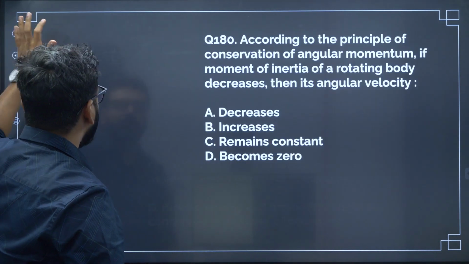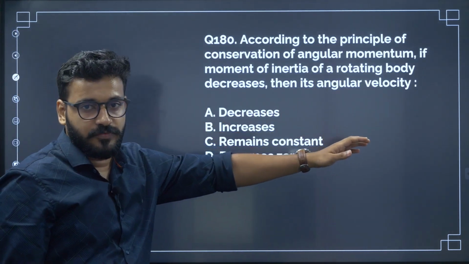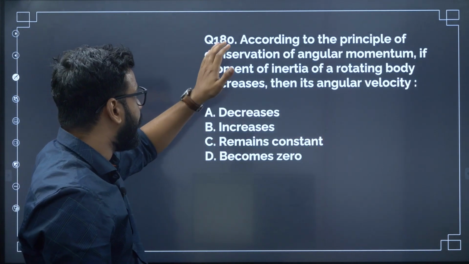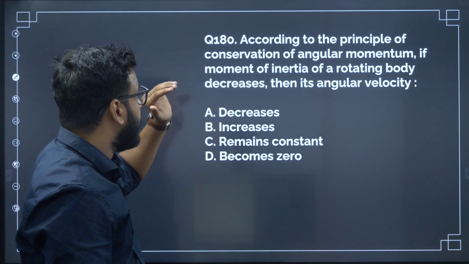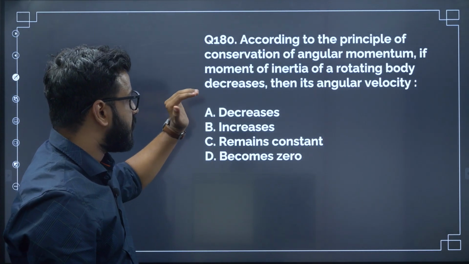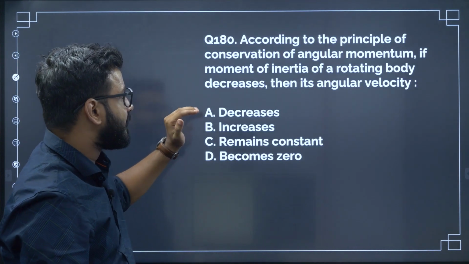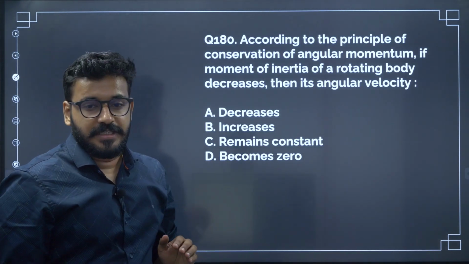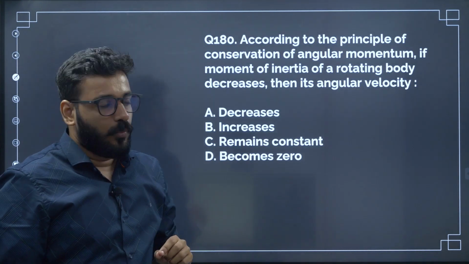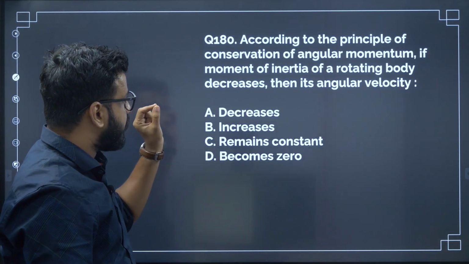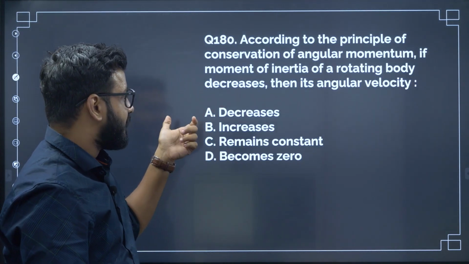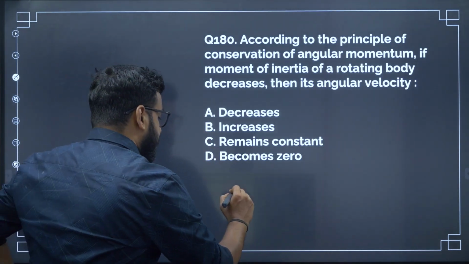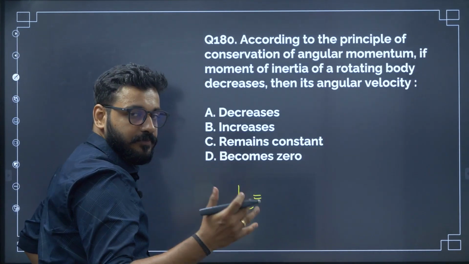No doubt about it. And the final question of the mock test paper, question number 180. According to the principle of conservation of angular momentum, if the moment of inertia of a body decreases, then its angular velocity. So it's a very logical question. What happens according to the principle, if the moment of inertia decreases, angular velocity. So what is the angular momentum formula?